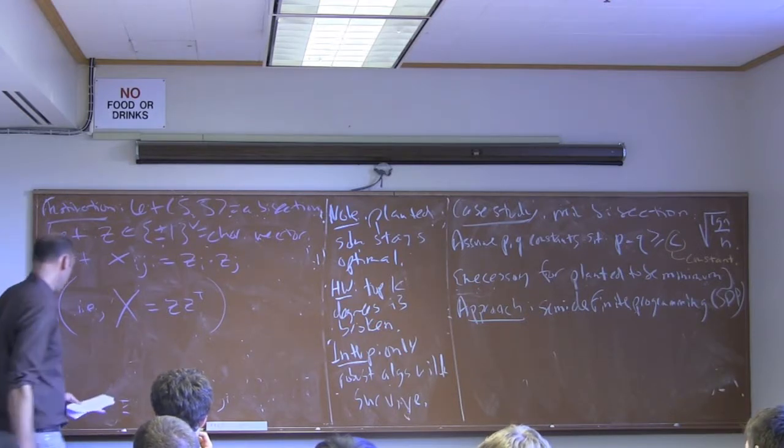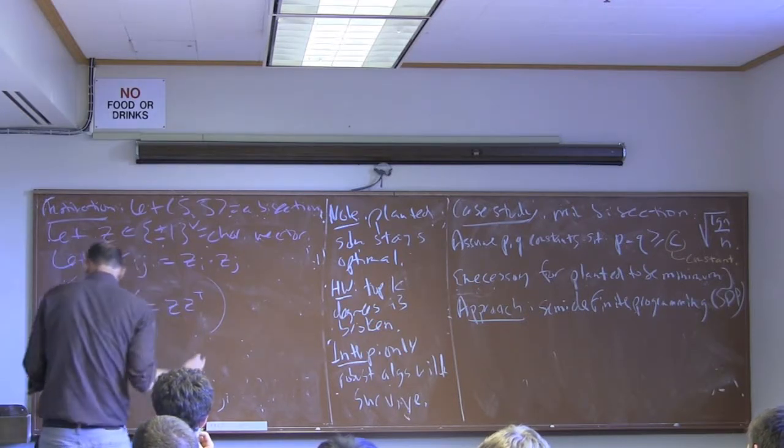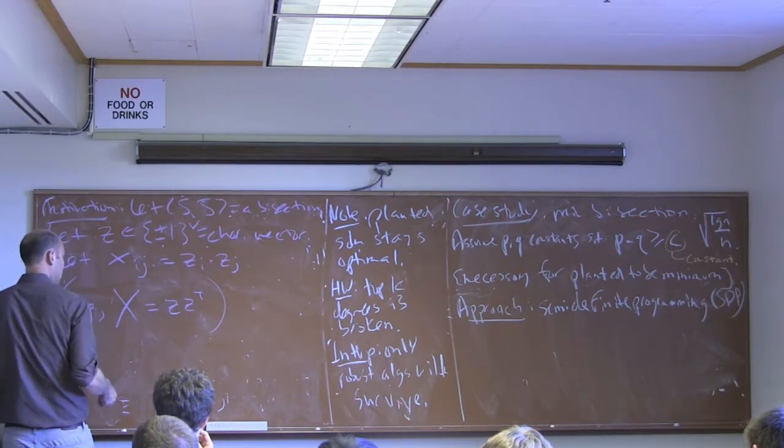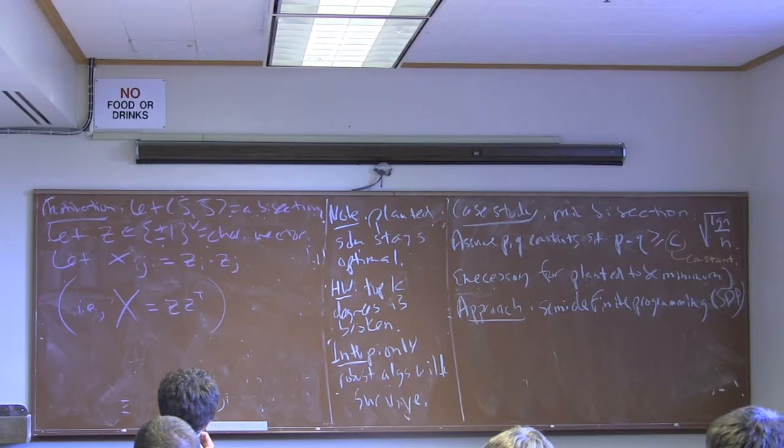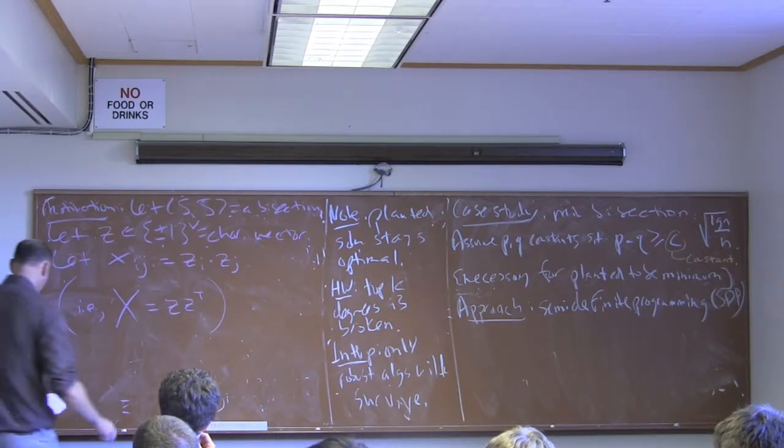Actually, first let's just notice that we can express the objective function. We remember it's bisection. We want to minimize the number of cut edges. We can express that very cleanly in terms of the x's.